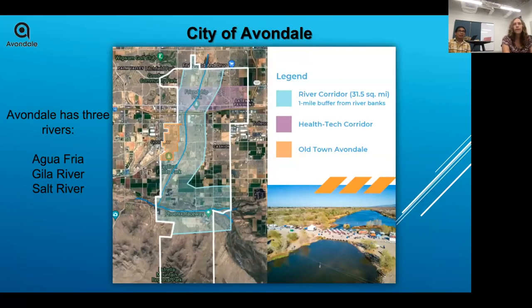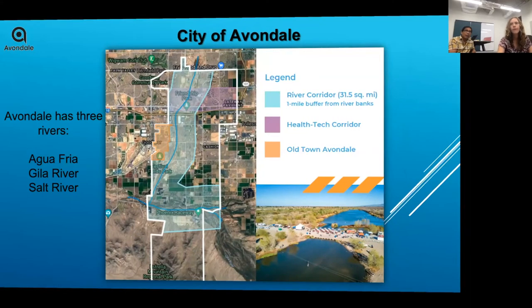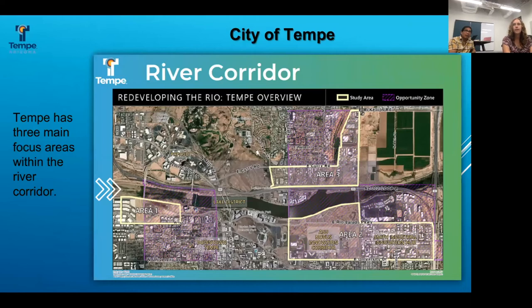For the city of Avondale, they have three rivers running through their city, the Agua Fria, the Gila, and the Salt. And so in addition to their river corridor, which takes up a good part of their city limits, they also have emphasis areas of a health tech corridor and Old Town Avondale. And then the city of Tempe in their river corridor, they have three main focus areas to the southwest of the river, the northeast and southeast of the river.